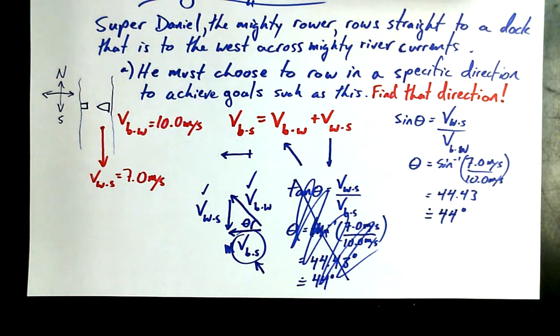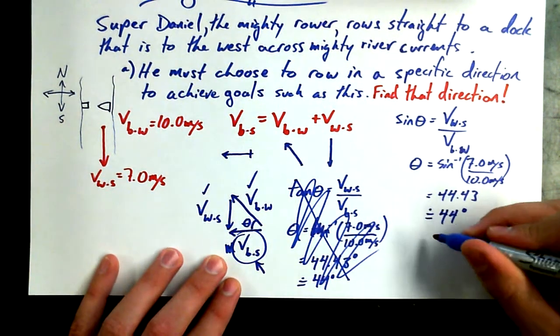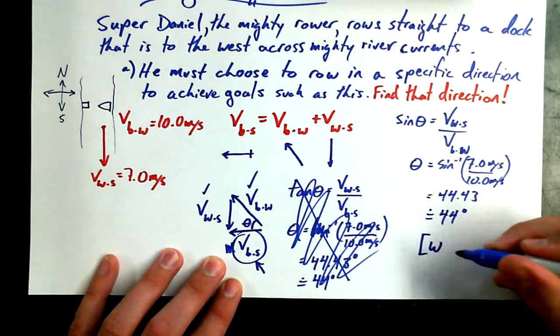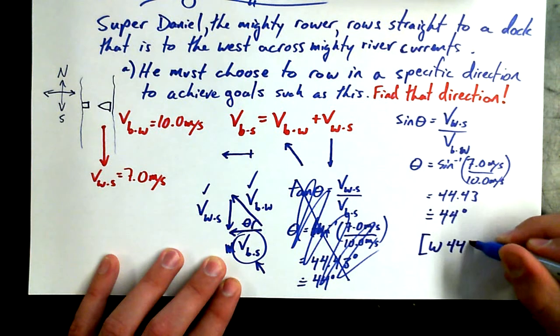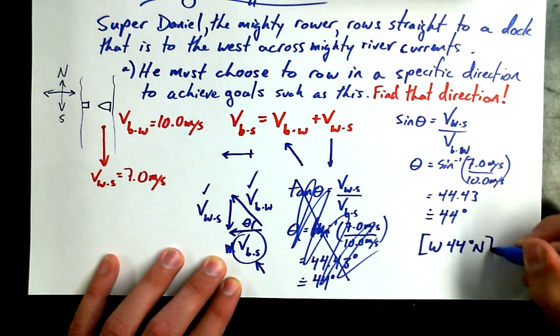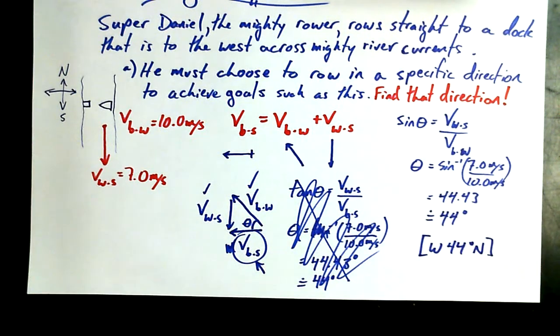44 degrees. That's the direction we tell little Daniel, Super Daniel, to go in. We could say, Super Daniel, point yourself in a direction or on a heading of west 44 degrees north. Okay? And now the demand has been made in no uncertain terms.